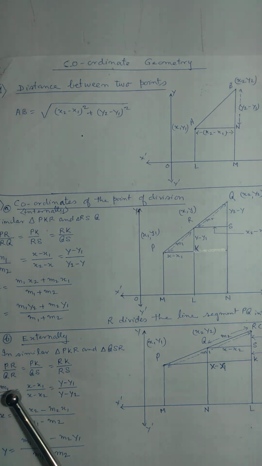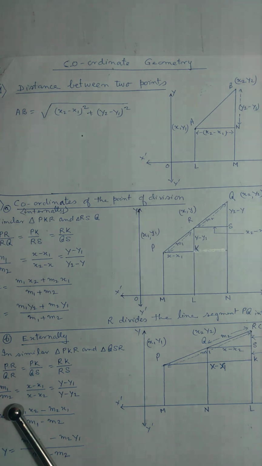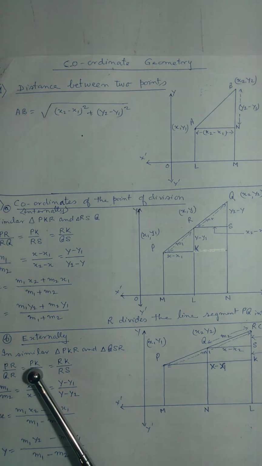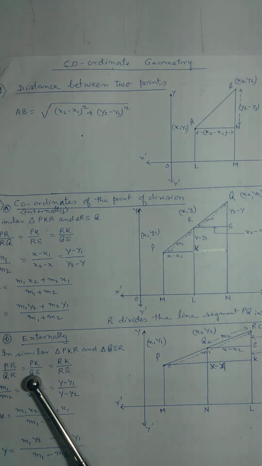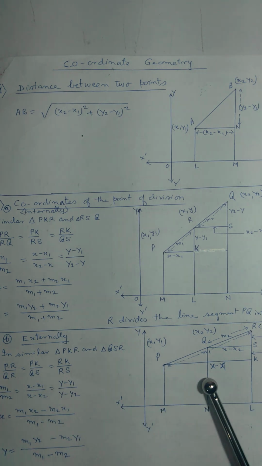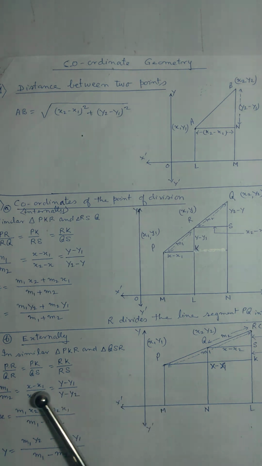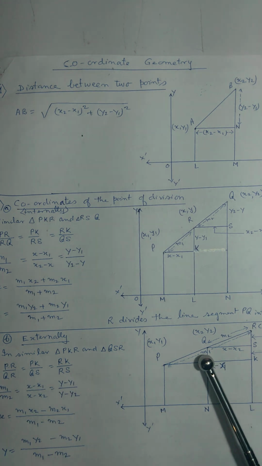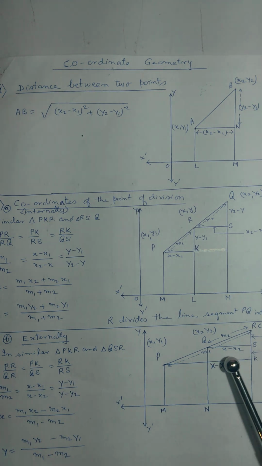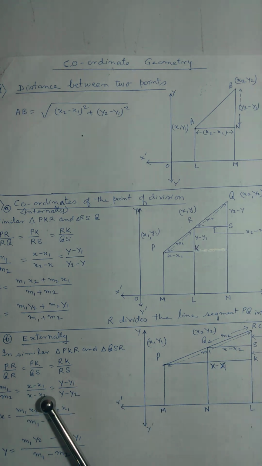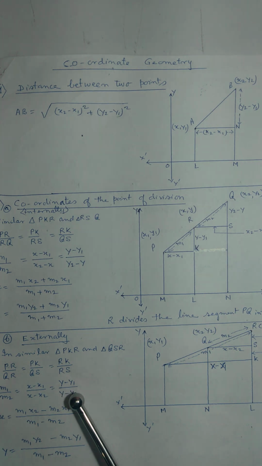Here PR and QR, that is m1 by m2. Here PK will be equal to x minus x1 and upon QS, that is x minus x2. I have mentioned it here. Similarly for y, it is (y minus y1) upon (y minus y2).